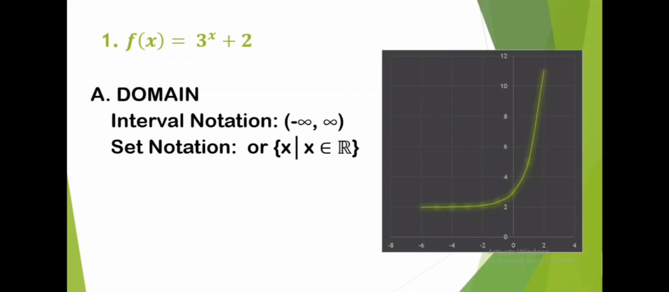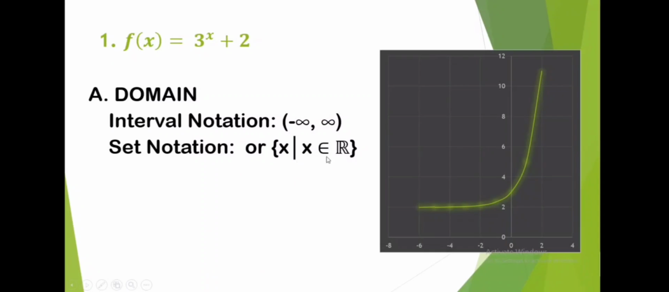Domain. The domain of exponential functions are all real numbers. You can also observe that in our graph, where our graph extends from the negative x values up to the positive x values. The statement all real numbers can be represented by the interval notation negative infinity until positive infinity enclosed with parentheses, or by set notation, which is like this: x is any element of real numbers.